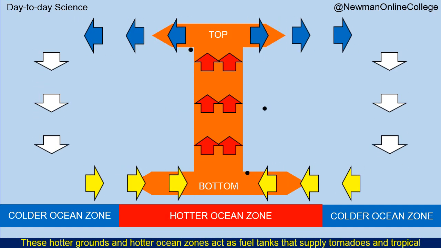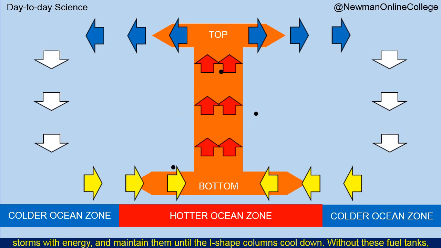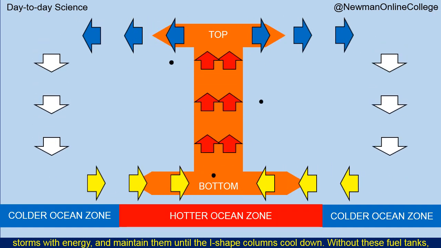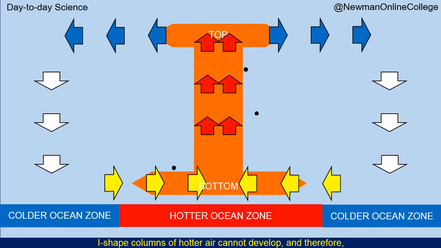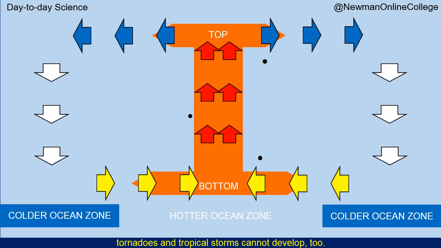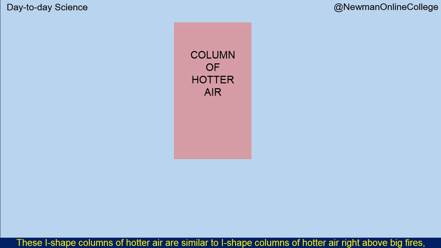These hotter grounds and hotter ocean zones act as fuel tanks that supply tornadoes and tropical storms with energy, and maintain them until the eye-shaped columns cool down. Without these fuel tanks, eye-shaped columns of hotter air cannot develop, and therefore, tornadoes and tropical storms cannot develop, too. These eye-shaped columns of hotter air are similar to eye-shaped columns of hotter air right above big fires, and these big fires nurture the eye-shaped columns of hotter air right above them until they are extinguished.